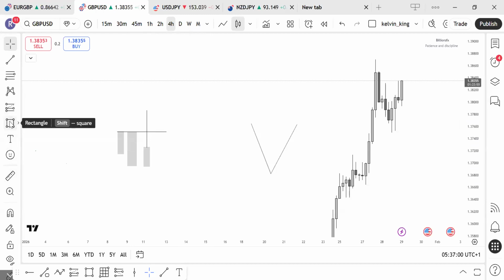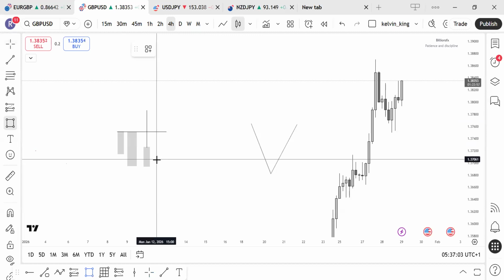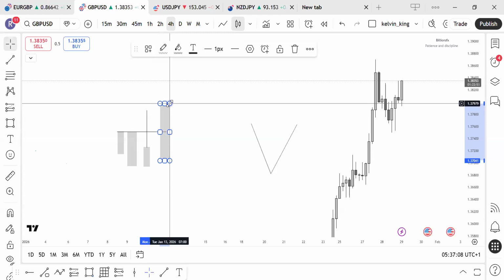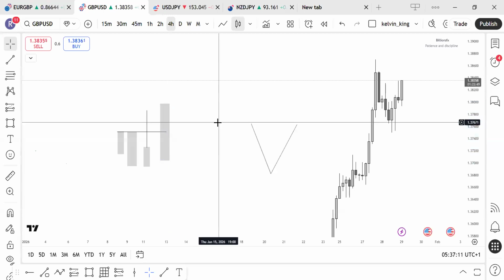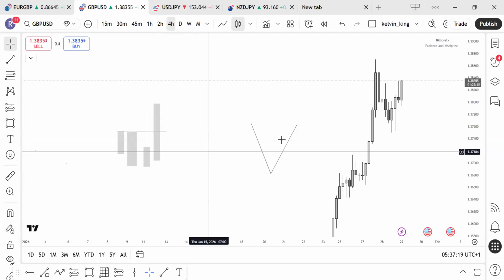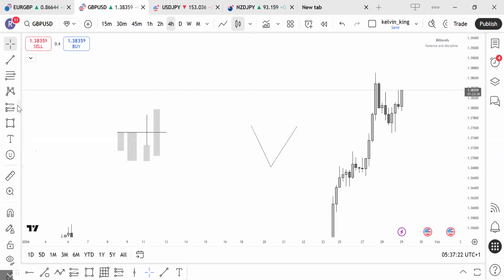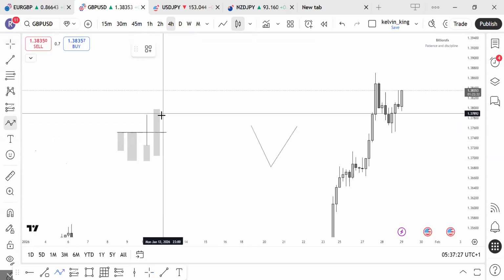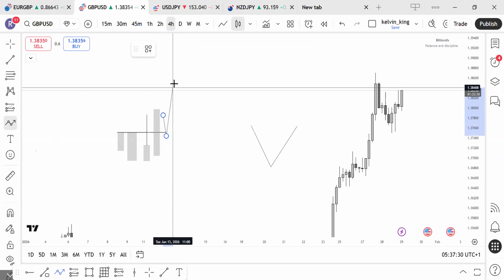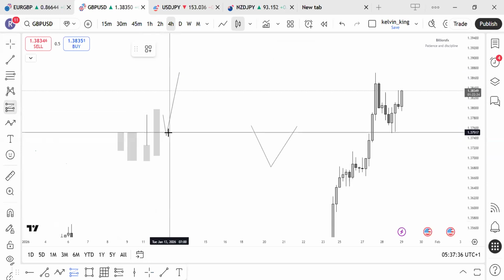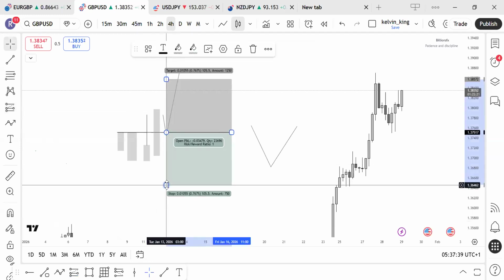And then what now happened? We violated it. Price broke through it. Price broke above it. This is basically my entry. This is the type of entry I use.